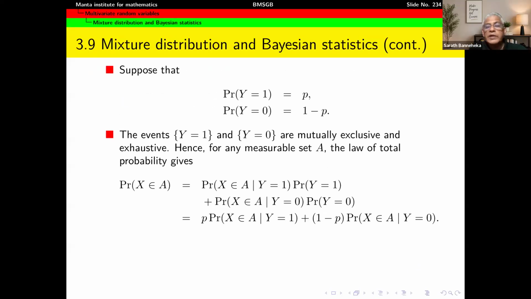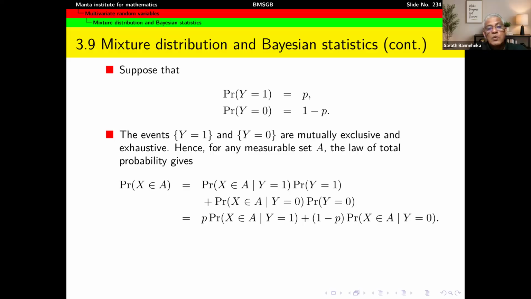Now we are going to look at the mixture distribution. Suppose that the probability that Y equals 1 is some value p. That is the proportion of units in group 1 out of the whole population. And suppose the probability Y equals 0 is therefore 1 minus p. We are considering only two groups at this point.